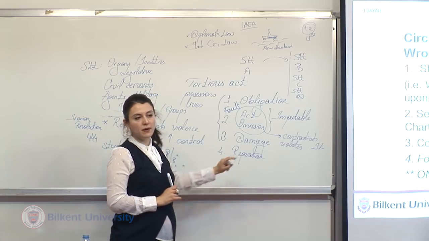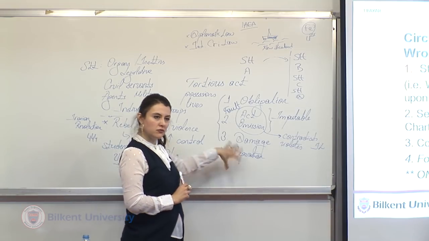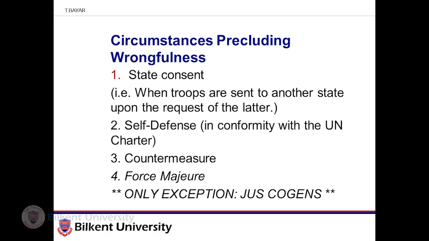After that, we come to reparation. Before we talk about the reparation part, let's mention the circumstances precluding wrongfulness. What does that mean? Sometimes all those three elements take place. A breach is there that causes damage. It's attributable to the state, but state A still should not repair the damage because what it has done is completely legitimate. So under what conditions does that take place?